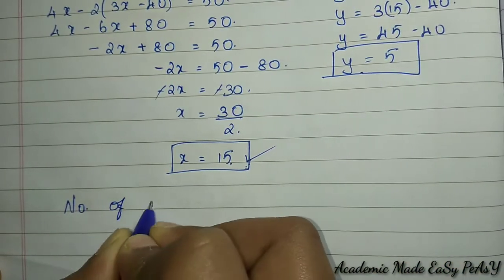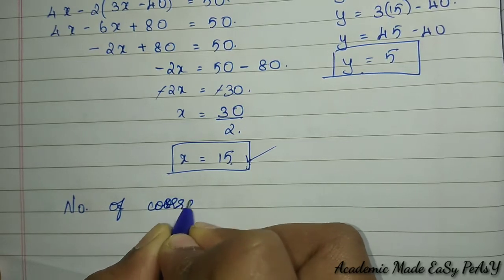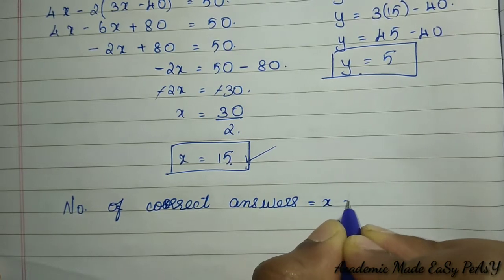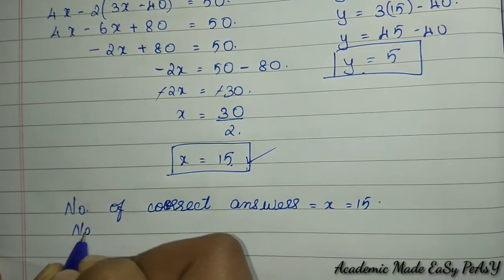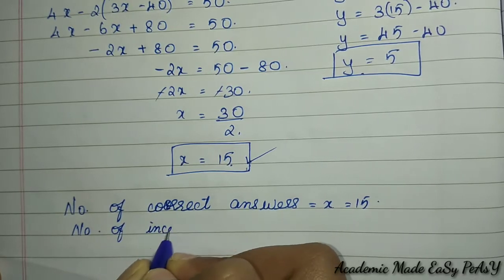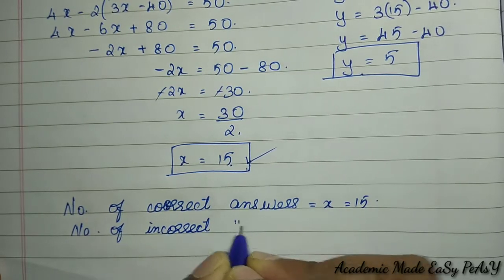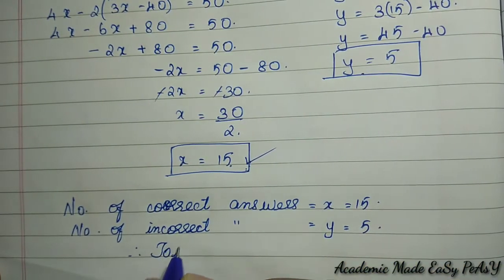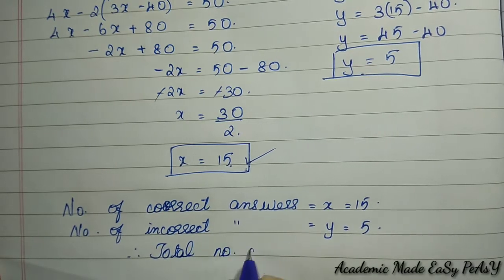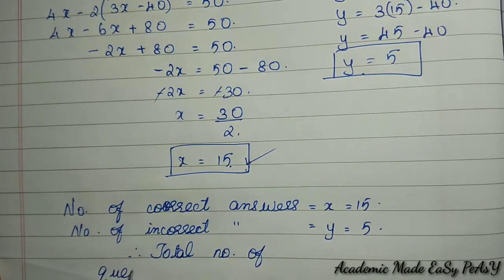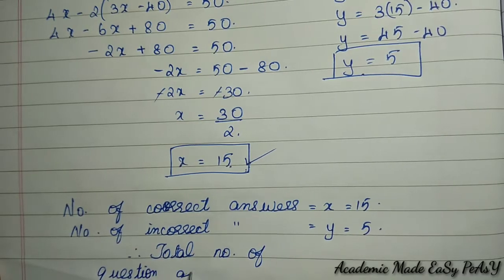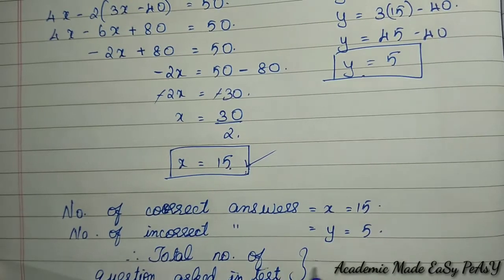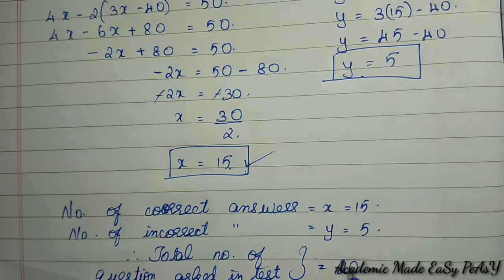So number of correct answers is equal to x is equal to 15, and number of incorrect answers is equal to y is equal to 5. So therefore the total number of questions asked in the test is equal to 15 plus 5, which is 20.